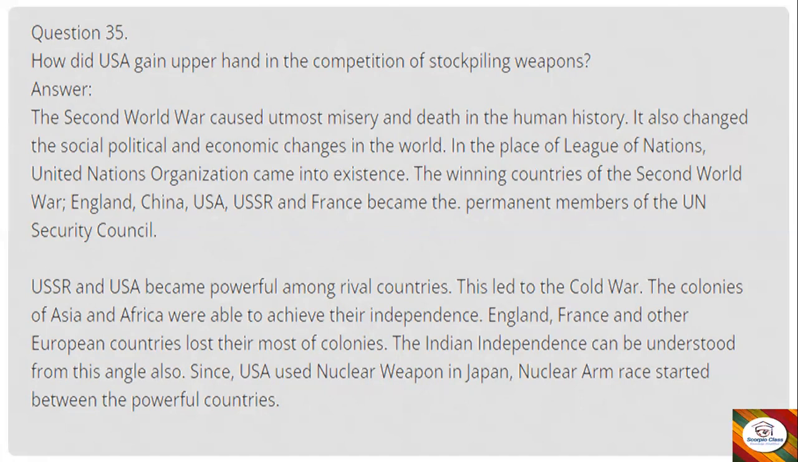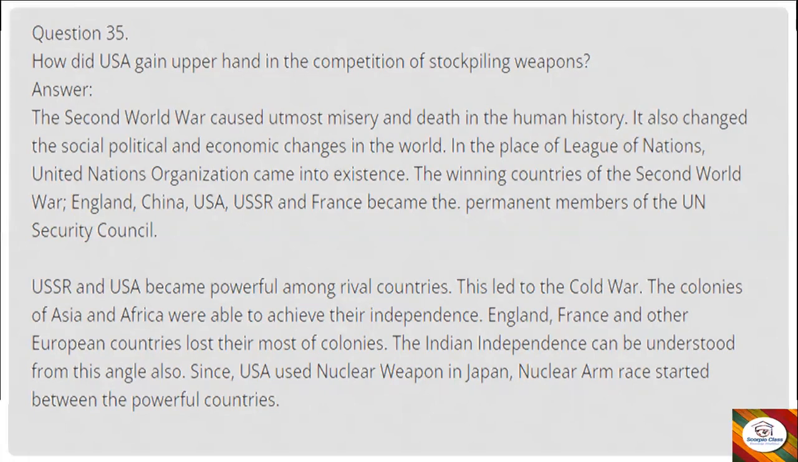The colonies of Asia and Africa were able to achieve their independence. England, France, and other European countries lost most of their colonies. The Indian independence can be understood from this angle also. Since USA used nuclear weapons in Japan, a nuclear arms race started between the powerful countries.